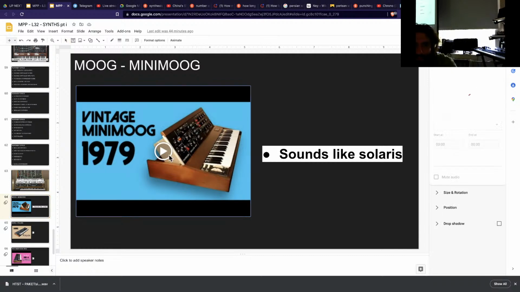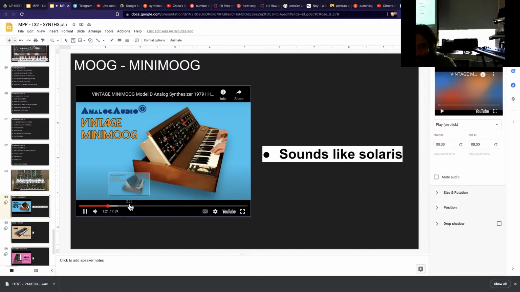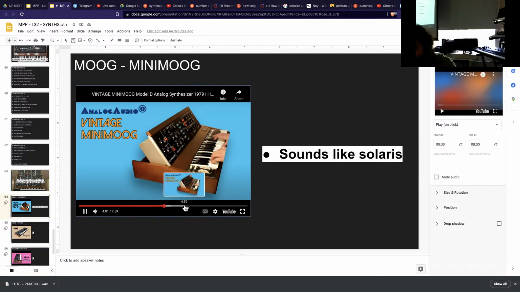Before we go, let's have a little sound here, a demonstration of the Mini Moog. What can you do with it? Obviously, you can do almost anything you want with it. It's a monophonic synth, but it has a super 80s feel to it, and these fat basses.